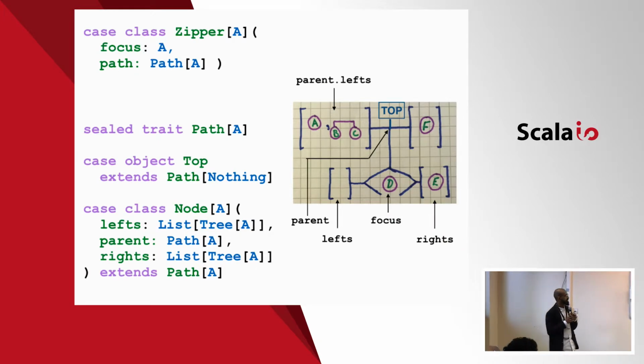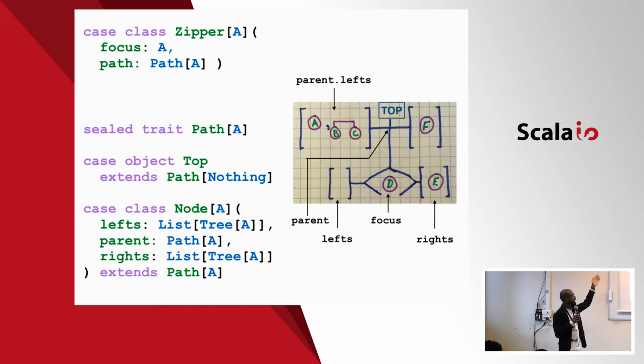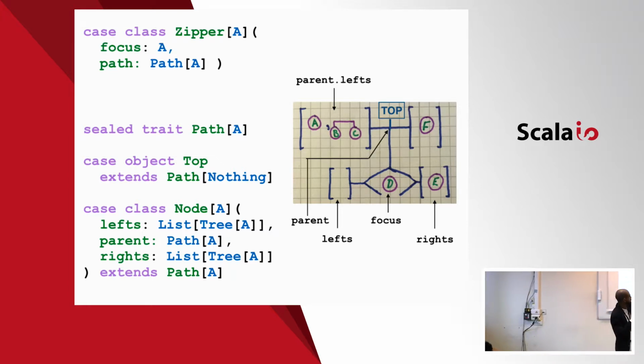So let's formalize this a little bit in Scala. So a zipper is a combination of a focus and a path, right? Focus is the part of the tree you're looking at, and the path is also called the context, the surrounding context which you disassemble to get to that point, to that focus. Path is either the top, which means you're focusing on the whole tree, or it's a node, which is the parts of the tree that you moved to the left and the parts you moved to the right, and the parent path, essentially.